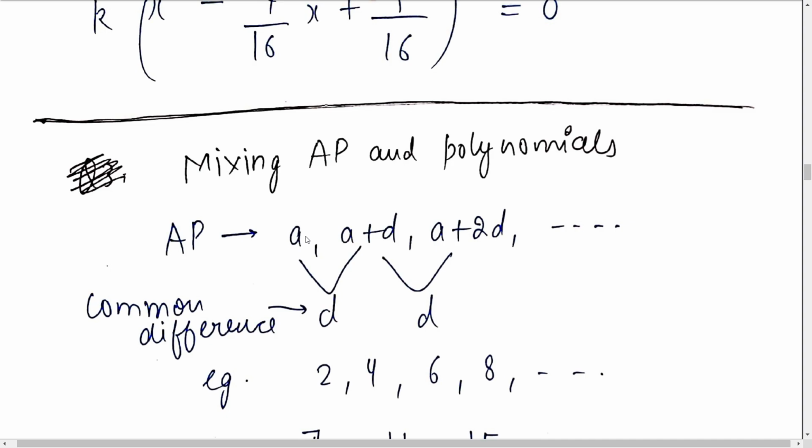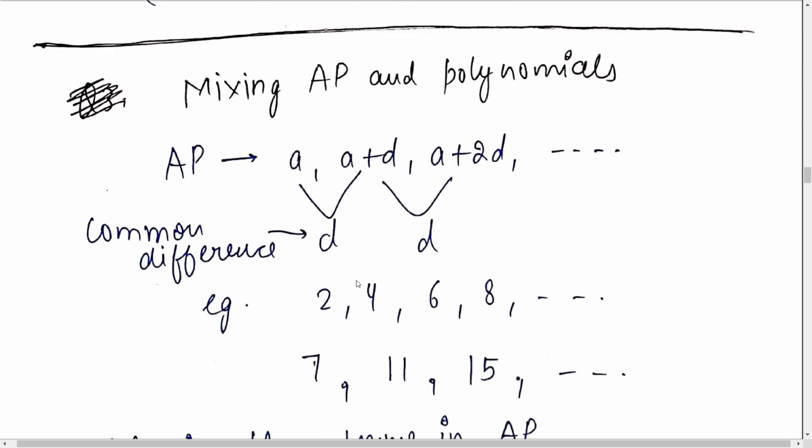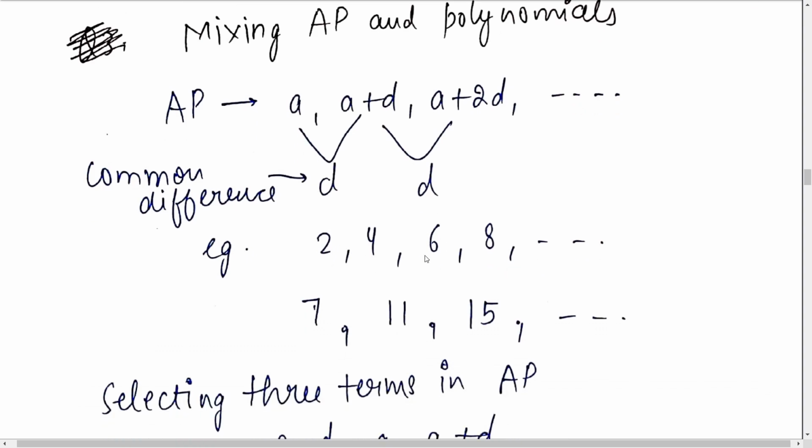Like in this case, first term is A, second term is A plus D. So A plus D minus A will be D, right? A plus 2D minus A plus D, the difference will be D. So the difference remains constant in an AP. Examples of AP are 2, 4, 6, 8. The common difference is plus 2.